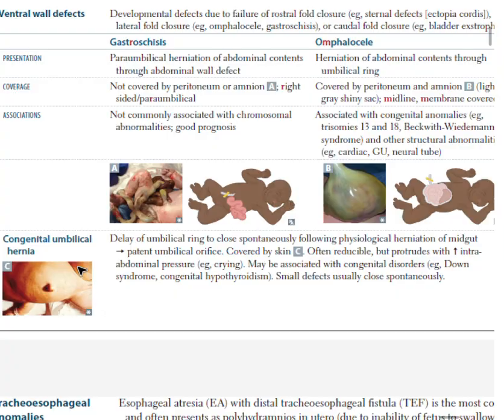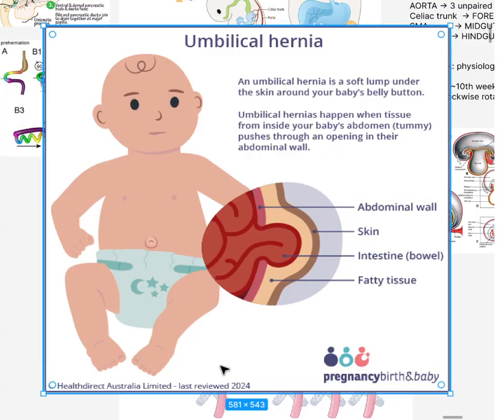Now there's something called a congenital umbilical hernia. This is a delay of the umbilical ring to close spontaneously following physiological herniation of the midgut. So what you get is basically a patent umbilical orifice, right? This is covered by skin, as you can see here. It's often reducible, but protrudes with increased intra-abdominal pressure like crying. It may be associated with congenital disorders like Down syndrome and congenital hypothyroidism. These small defects usually close spontaneously, but we must know that they happen also.